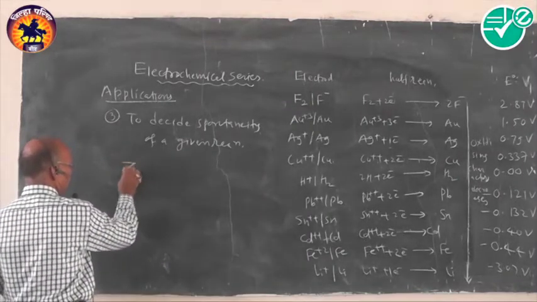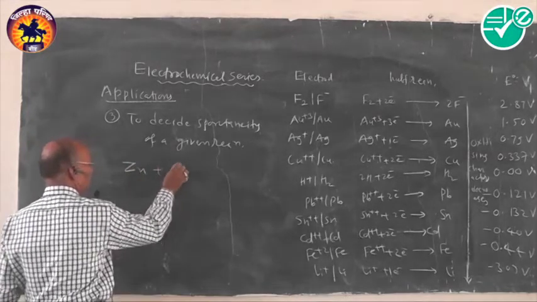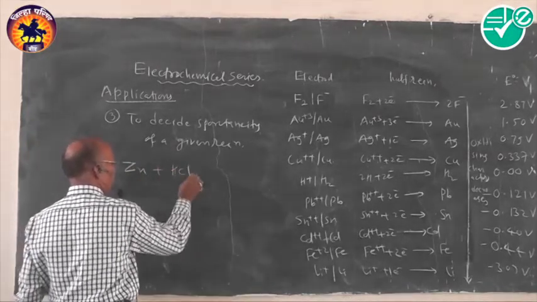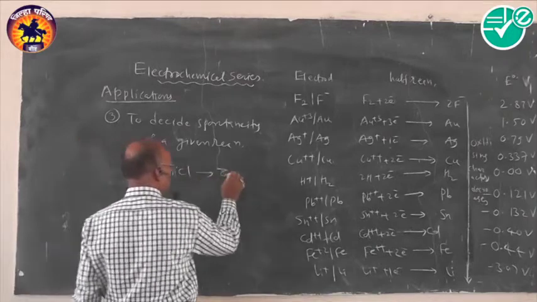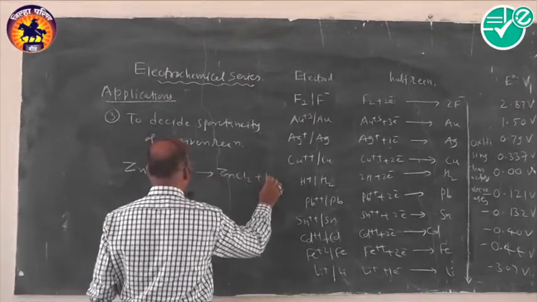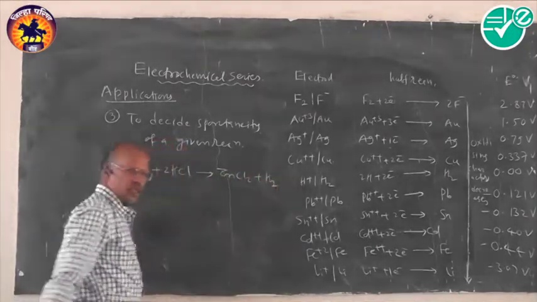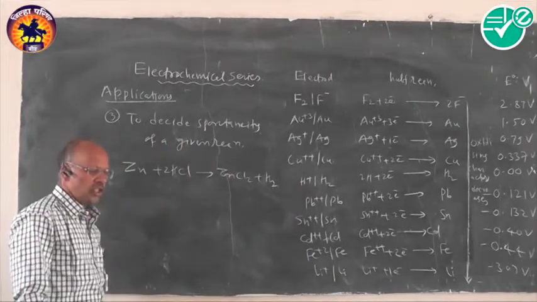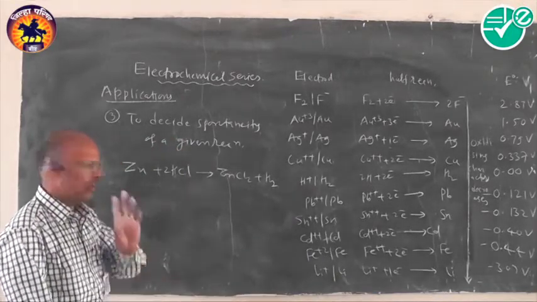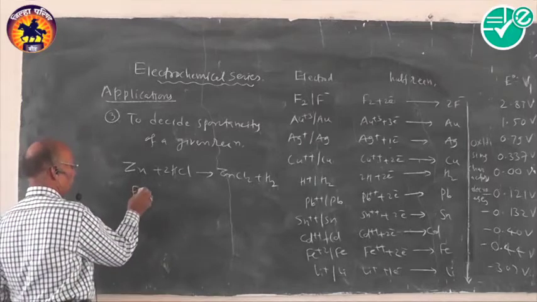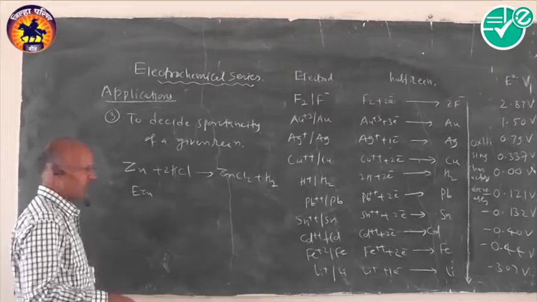Here zinc plus HCl produces zinc chloride along with H2 gas. In this case, which are the two electrodes? The two electrodes are zinc, the first one.